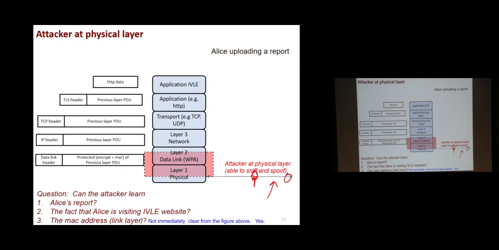Likewise, no, because it's been encrypted. The next question is, does Bob know that Alice is trying to connect to IVLE or Luminous? In this case, the answer is no. Why? The IP address is over here. When it passes through this layer, it's being encrypted, and Bob doesn't know the key, so he is unable to decrypt.